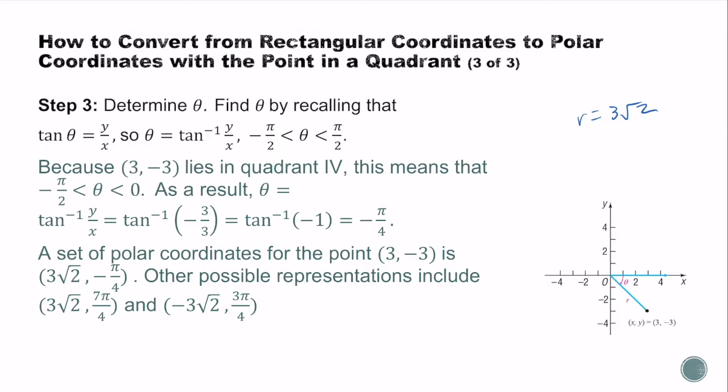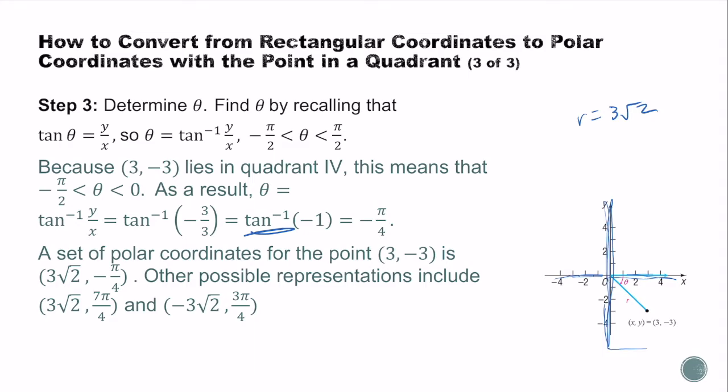And because it lies in quadrant 4, that means that it's going to be between negative pi over 2 and 0. So because tan inverse only works in quadrants 1 and 4, I have quadrants 4 and 1.